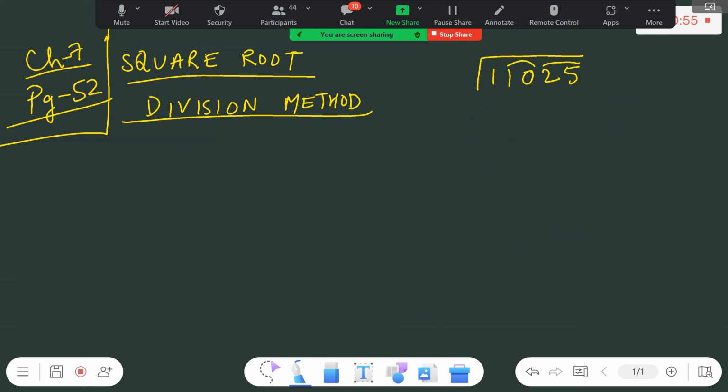Okay. Next we will see how to find the square root of fractions. Let us see how to find the square root of fractions. If you are given any fraction, say 72 by 5, and you have to find the square root of this fraction.